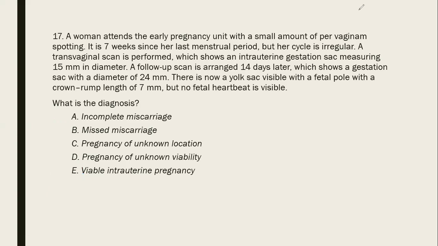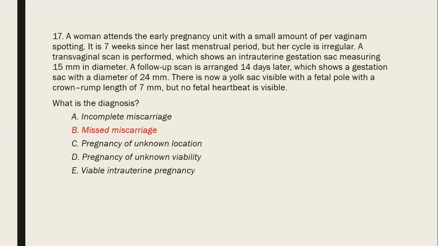Unknown viability. Yes. Cut-off point is 25 millimeters for the gestational sac and 7 millimeters for crown rump length. Is it 7, or less than 7? This is why I'm telling you, you have to know if the number is within the cut-off or not. The cut-off number is 7. If 7, this is considered miscarriage.